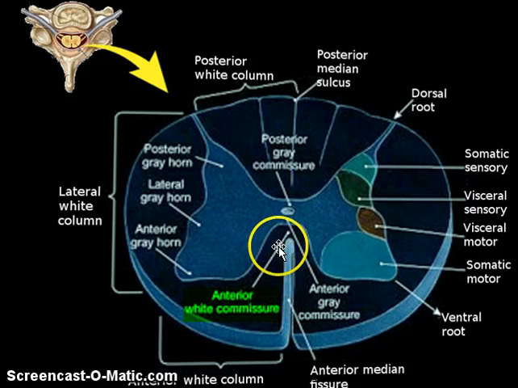Here is the anterior gray commissure. It is located anteriorly, so it is known as the anterior gray commissure. This is the anterior white commissure. As it is located in the white matter, that is the anterior white commissure. Fine. So up till now, I hope you are clear with this understanding of the cross section of the spinal cord.